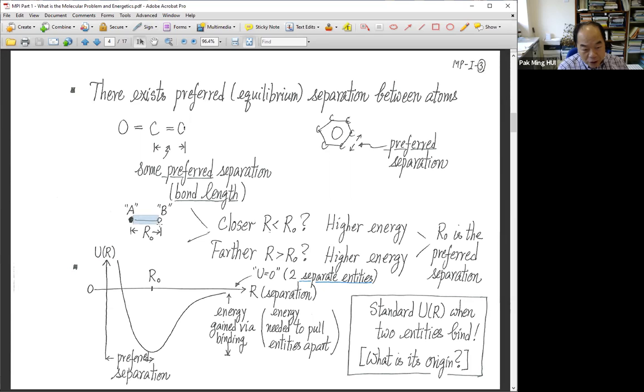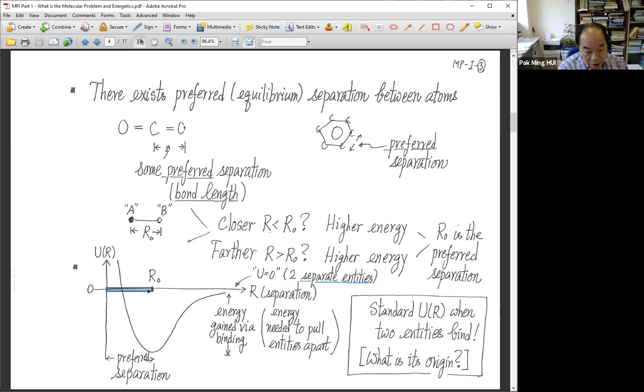By preferred, it means the following. Closer is not happy, so energy will be higher. Farther away, not happy, will be higher. So immediately we have this sense. When something binds, this function of the energy versus the separation between two entities should have such a minimum. This is the best place, so that distance will be the preferred separation.